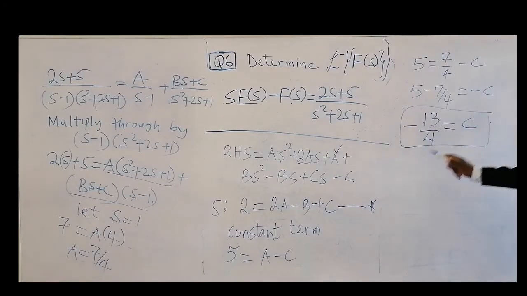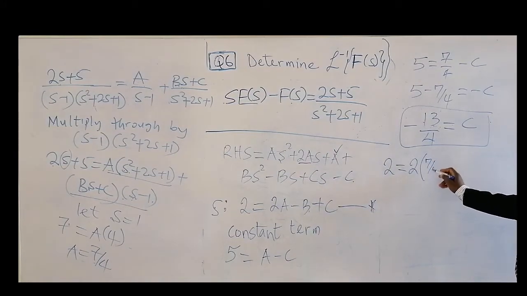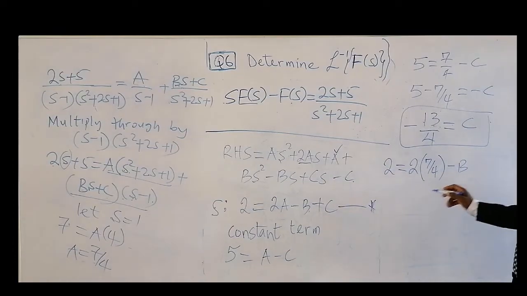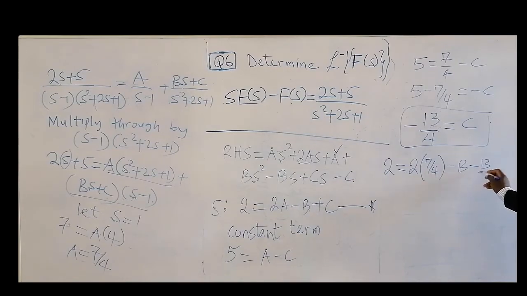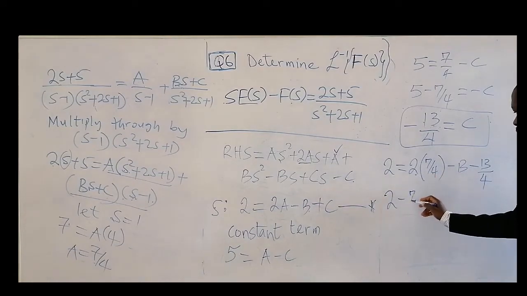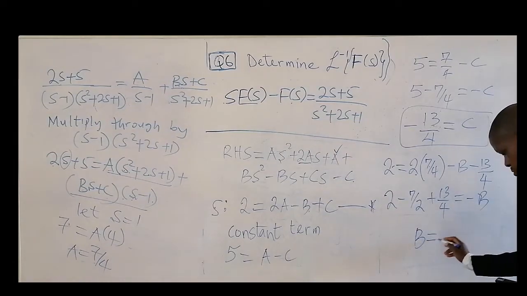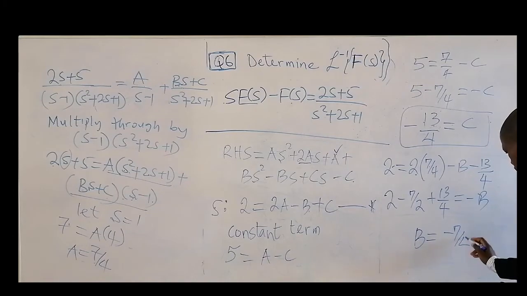With this now, we can come back here and get B. That will be 2 equal to 2 times A, that's 7 over 4, minus B, and then plus 13 over 4. That will be 2 minus 7 over 2, and move it to the other side, and then plus 13 over 4 equal to minus B. So B is minus 7 over 4.